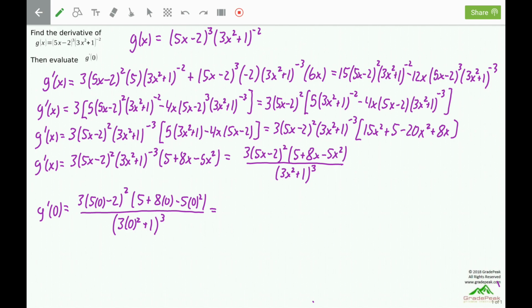Now back in the numerator, we have 3 times 5 times 0 is a 0, so minus 2 squared. And then we have 5 plus 0 and then minus 0, so just a 5. And down in the denominator we have 3 times 0 squared, which is just a 0. We're left with adding a 1, just a 1 cubed. So back in the numerator we have 3 times negative 2 squared, which is a positive 4, times a 5, and then all of that divided by 1 cubed, which is a 1. 3 times 4 is 12. Times 5. Anything over a 1 is itself, so we just have 12 times 5, which comes out to 60.